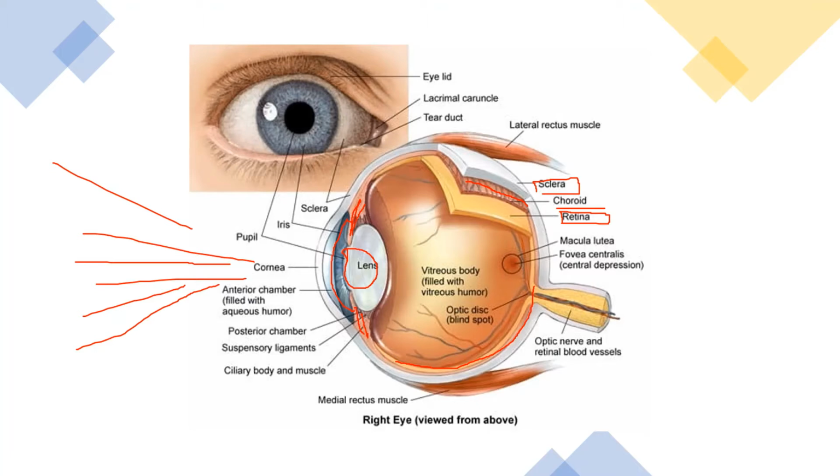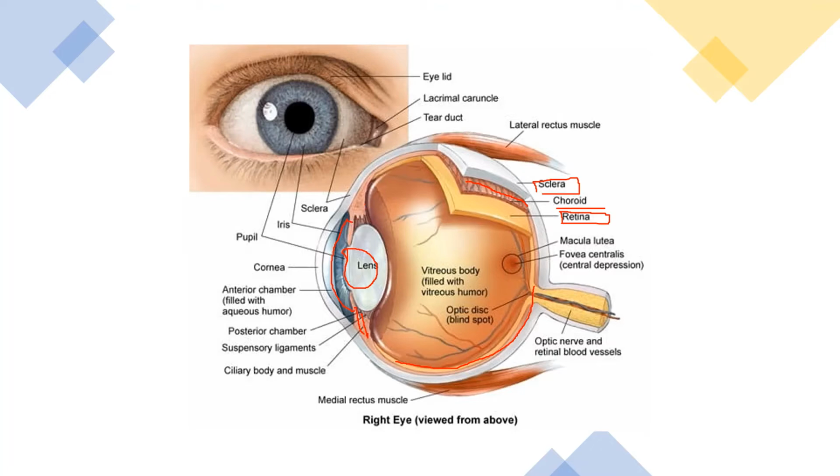All right, so what are some other things that we need to go over that you need to know? So you see the lens, okay? The cornea, the pupil, the iris, the sclera, the retina, the choroid. All right, and then we have the optic nerve. Remember, the optic nerve is cranial nerve number 2. Sorry about that, not cranial nerve number 1, cranial nerve number 2 is the optic nerve.